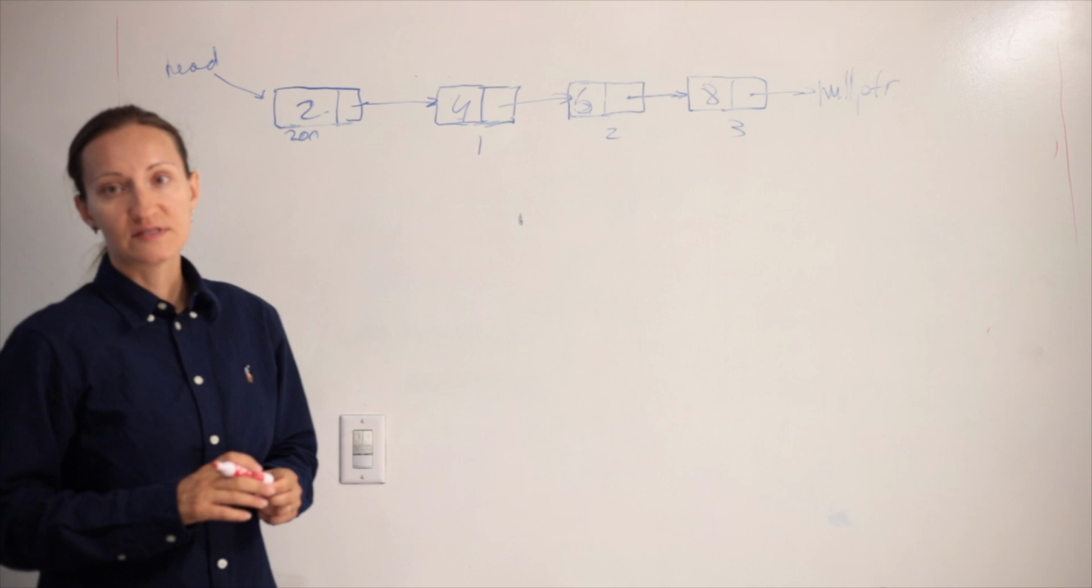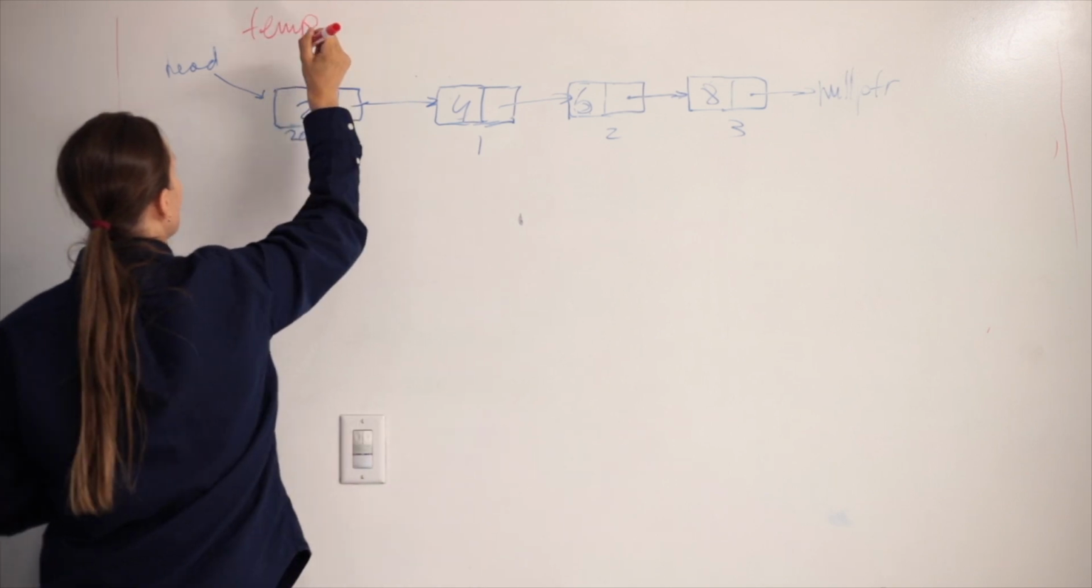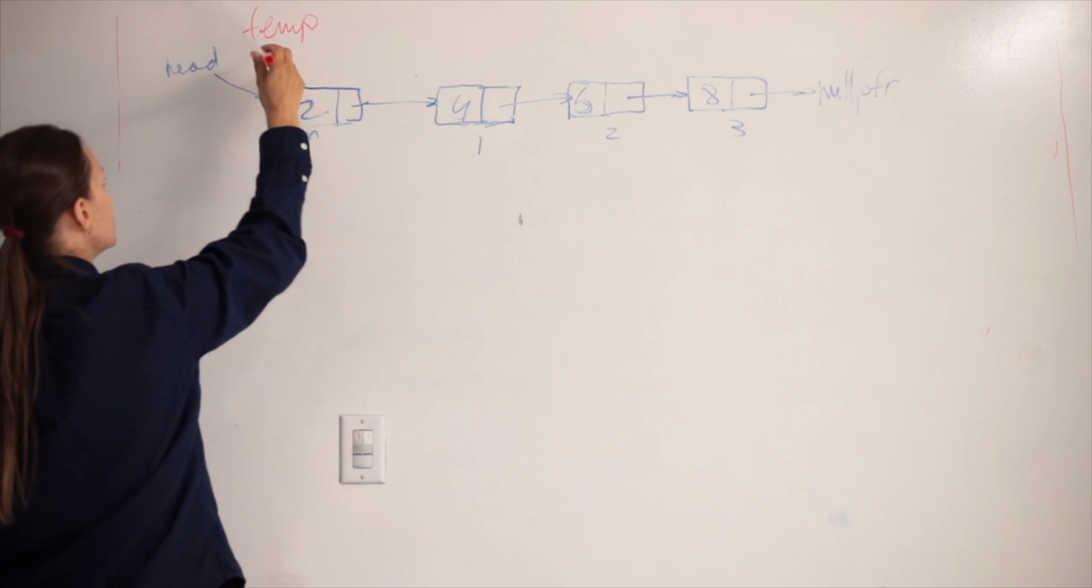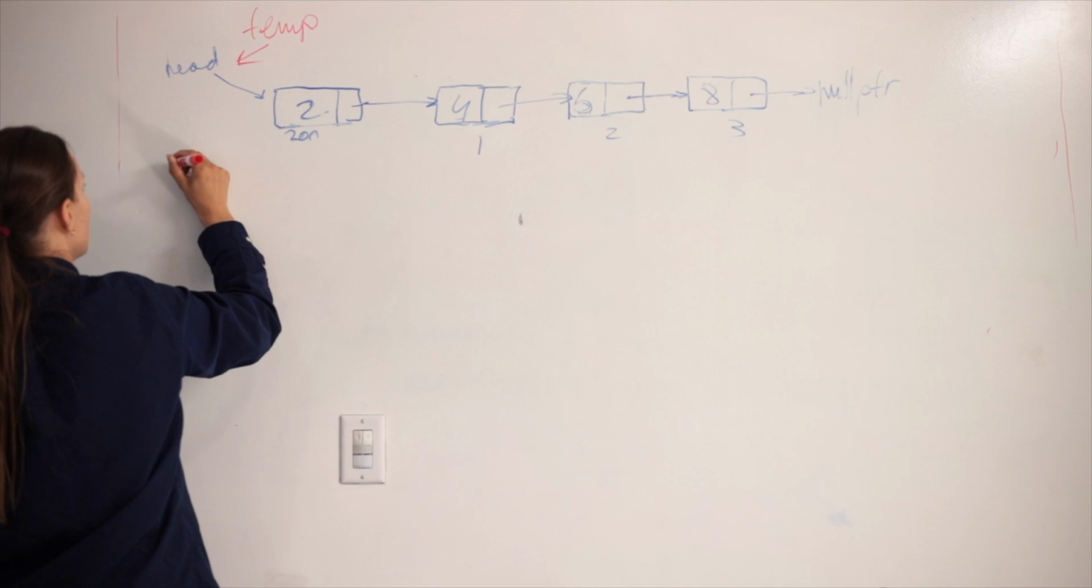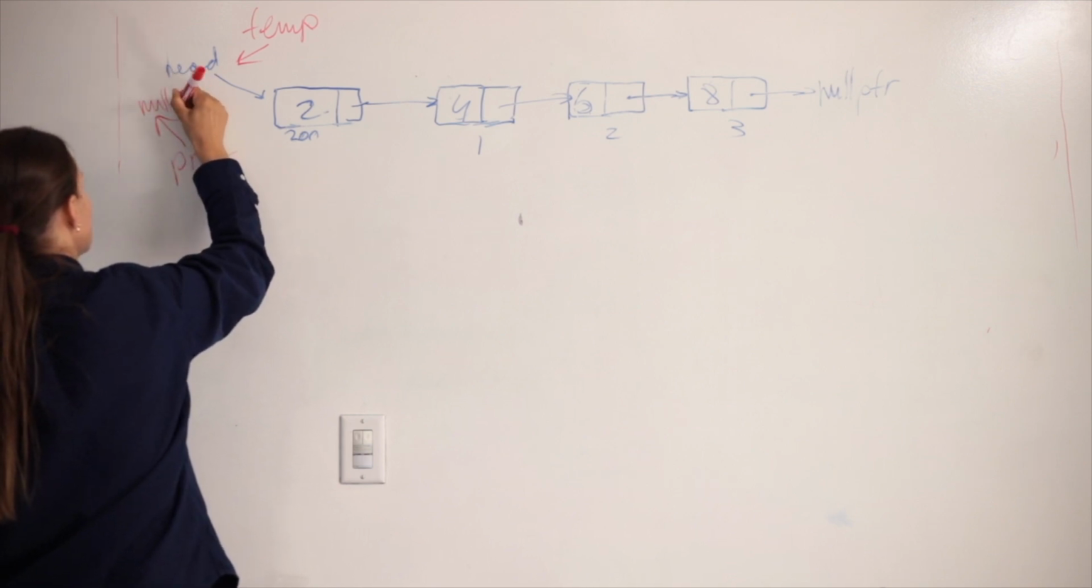For this purpose we have to create two pointers. A temporary pointer, which will point to the head, and a previous pointer, which will point to the null pointer.